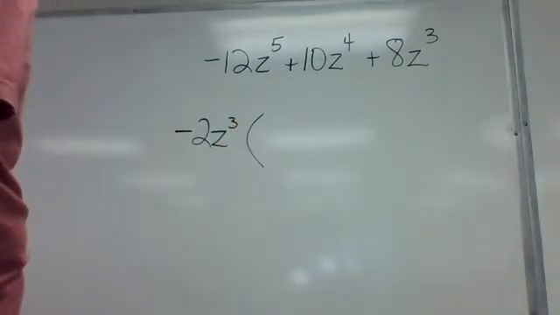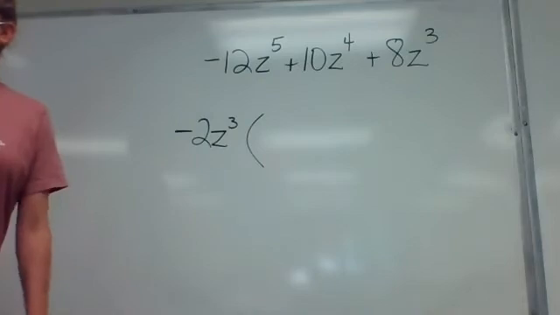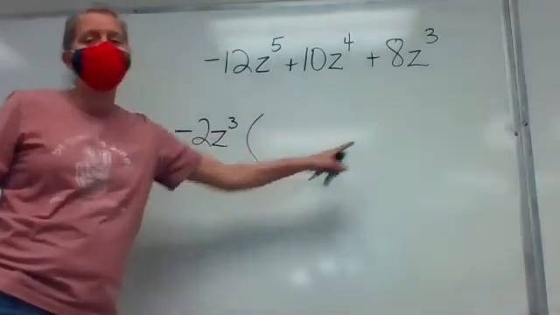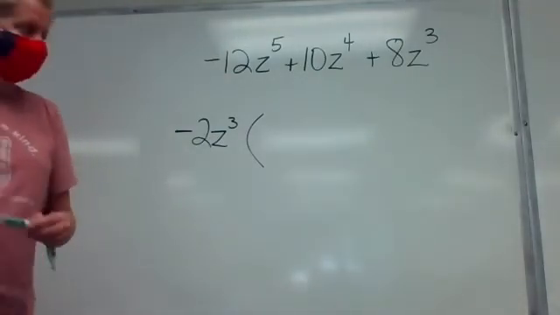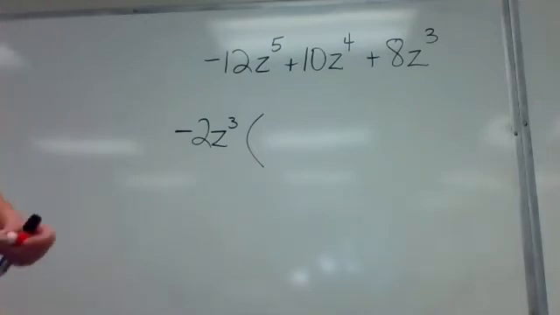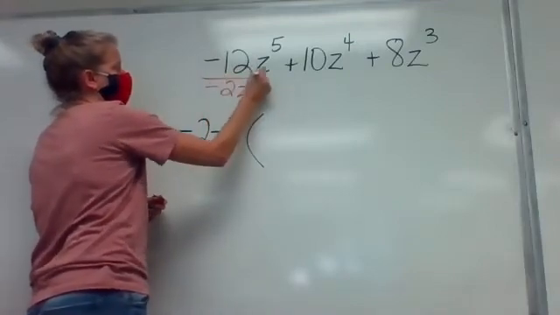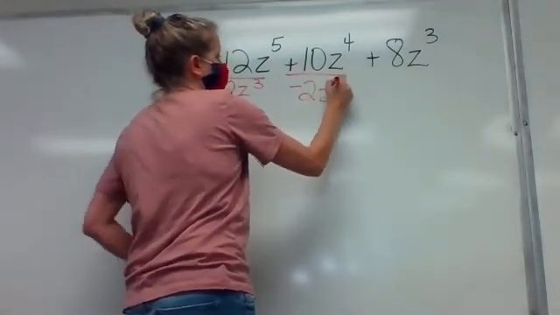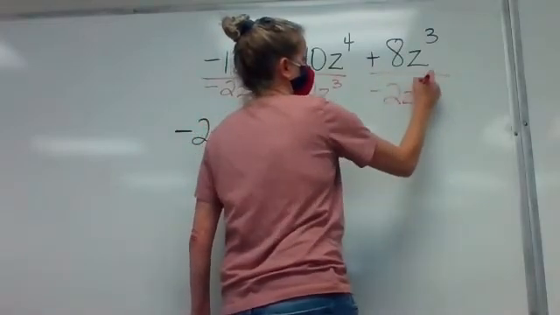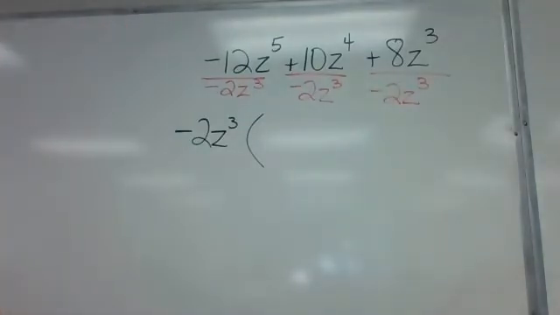This is one where I would definitely write what you pulled out underneath each one, right? Because what are you going to put in the parentheses? What's left after you've pulled out negative 2z to the 3rd from each one of them. And then you find that by dividing by whatever this is. So I'm dividing everybody by negative 2z to the 3rd. And watch your signs. When you divide, you've got to subtract those exponents, right? You're going to subtract your exponents.